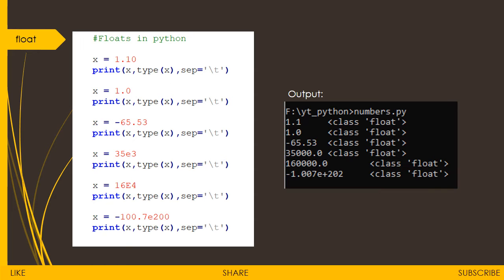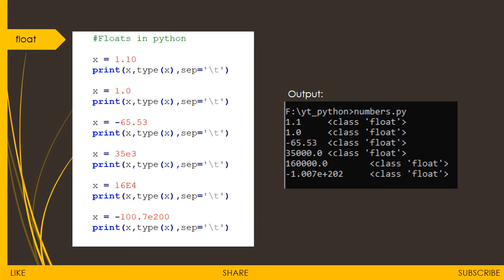We can say it's an integer, but 0 is also a number, and it shows that 1.0 is a float value and the user wants to store it as a float. So he or she gives 1.0 to the variable x. So Python will store it as a float type of data. Now you can store any positive or negative number in it. So here minus 65.53 is a float type of data.